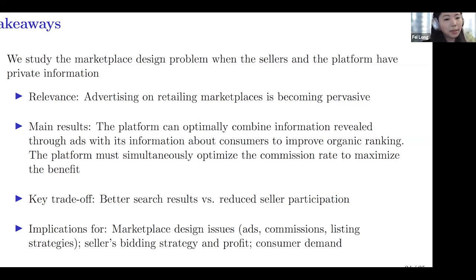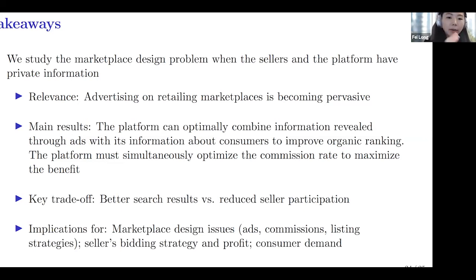This is relevant because Amazon is relying more and more on advertising, and people think it might just be a small separate revenue stream. What we show is that advertising has a bigger role because it can give you additional information to refine the whole marketplace organic ranking. The key trade-off is the effect on both consumers and sellers. For consumers, better results make them happy, but it leads to more advertising competition that might affect sellers.